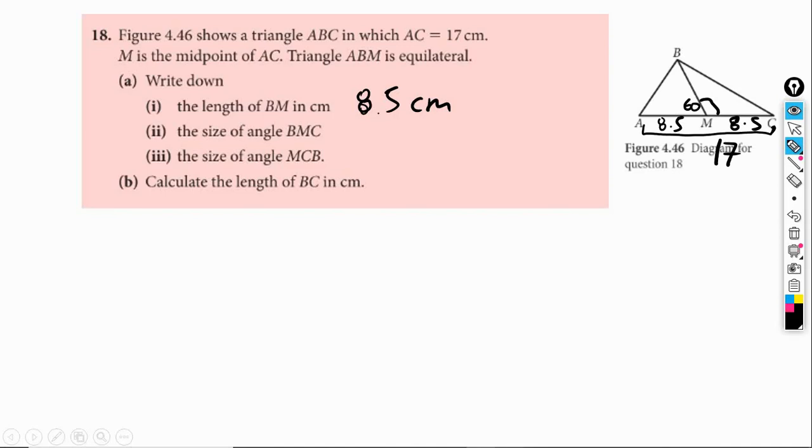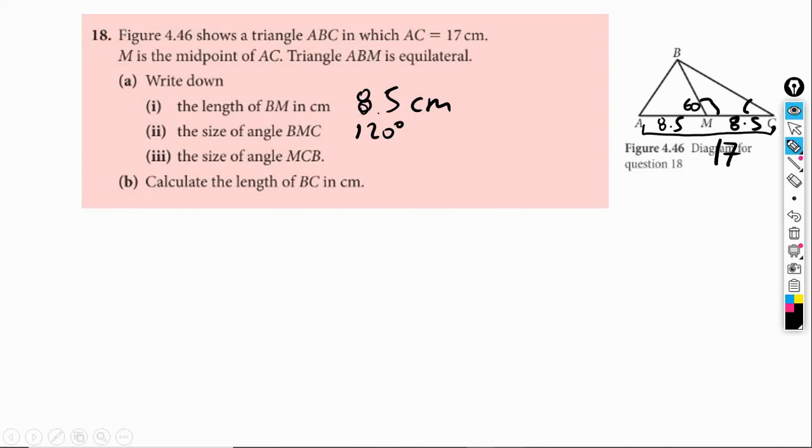So because 60 and this other angle that is next to it, right, the angle they're asking for, BMC, they have to add up to 180. That means that BMC has to be necessarily 120 degrees. Now it asks for angle MCB. So MCB is this angle.